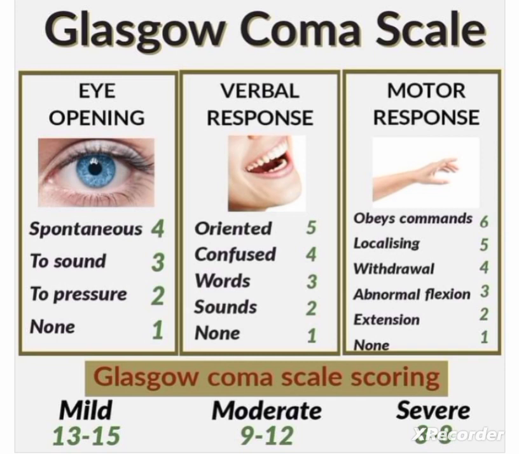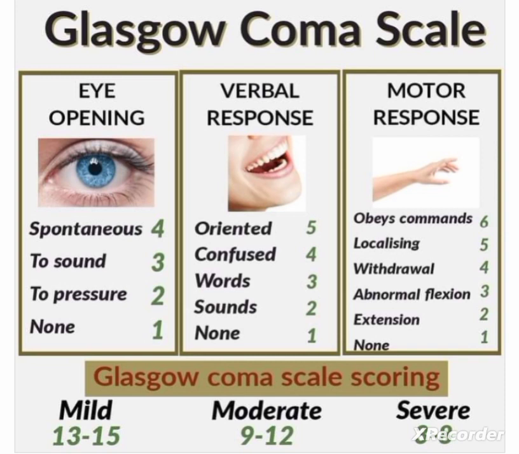So for the motor response, the total score is 6. If the patient obeys commands, it is 6. If localizing pain, 5. If the patient withdraws, that is 4. Abnormal flexion, that is 3. If there is extension, that is 2. Then if there is no response, 1.